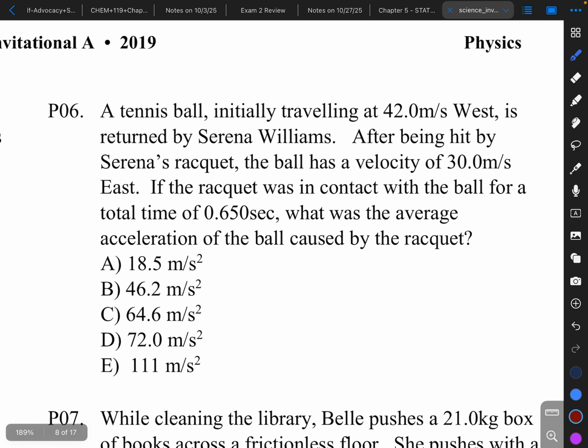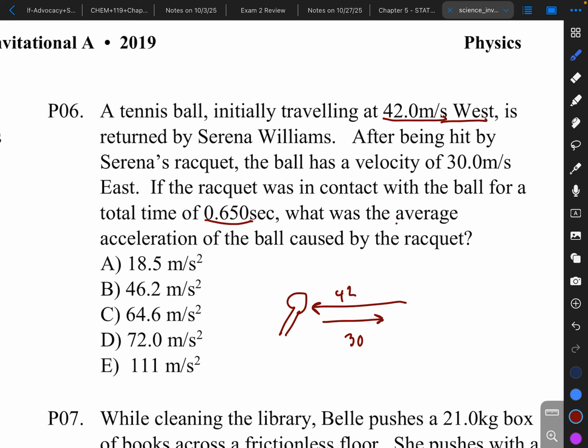For number 6, we know that the ball that's being hit towards Serena Williams is moving at 42 meters per second west. And after it's been hit, it's moving 30 meters per second east. So I'll just quickly draw it out a little bit. Initially it's west, and the racket hits the ball, and it sends it east. And the racket has been in contact with the ball for 0.65 seconds. So we're trying to find the average acceleration of the ball caused by the racket.